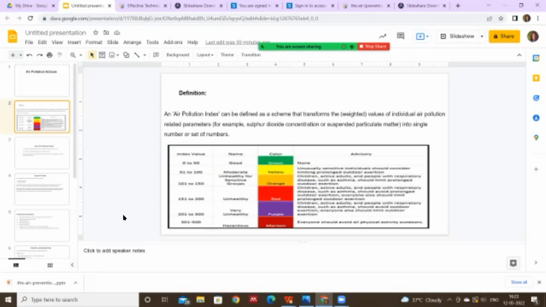An air pollution index can be defined as a scheme that transforms the rated values of individual air pollution related parameters, for example sulfur dioxide concentration or suspended particulate matter, into a single number or set of numbers. So through numbering, we can find out the concentration in the air: the air pollution index.